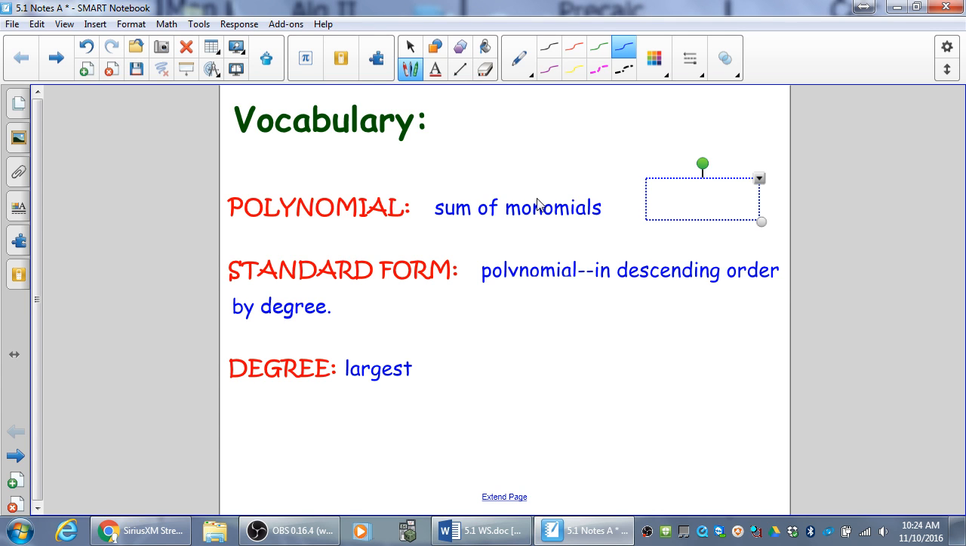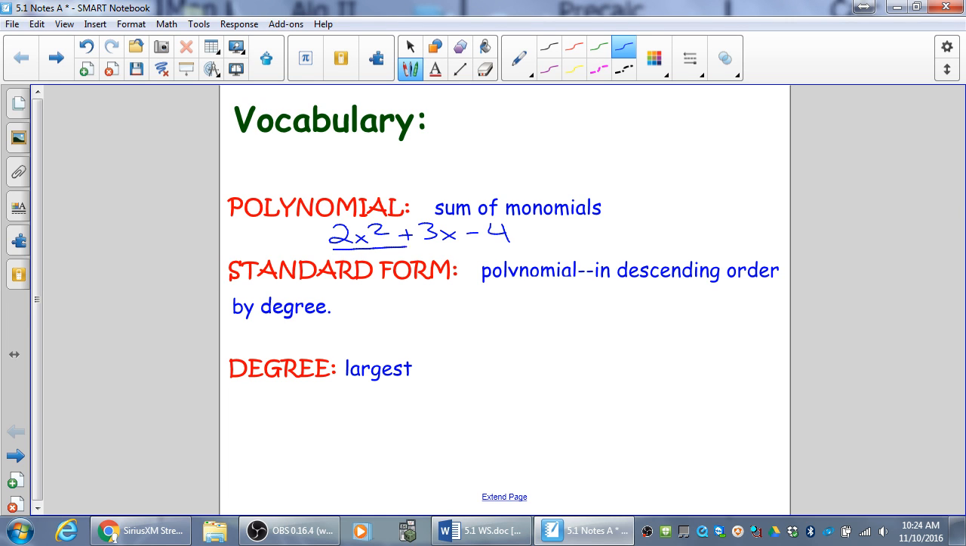So here's a monomial, 2x squared, something like that. Here's a polynomial, 2x squared plus 3x minus 4. That's actually a trinomial. There's 3 of them. Anything after 3 is just a polynomial.